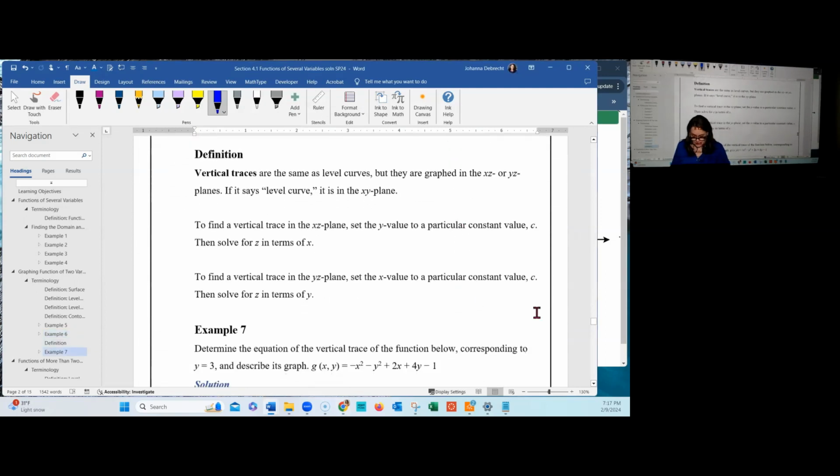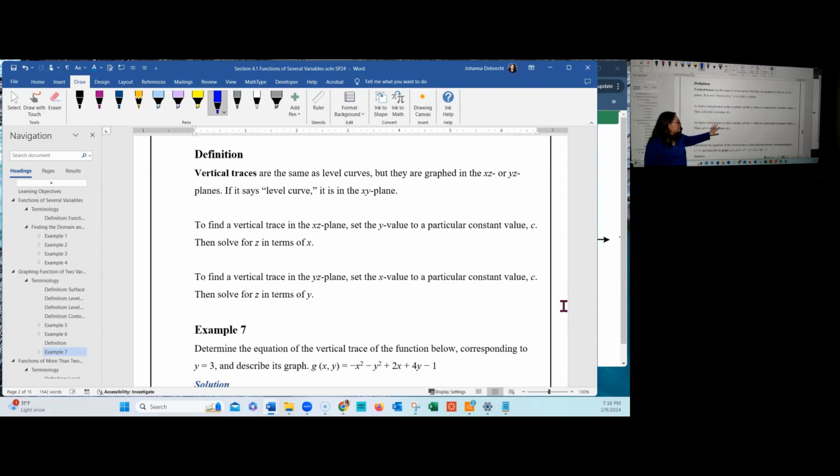What are vertical traces? Vertical traces are to the YZ and XZ plane what level curves are to the XY plane. So in this case, we're not holding the dependent variable equal to a constant. We're holding one of the independent variables to be a constant and predicting what the trace of it would look like in that plane. So to find a vertical trace in the XZ plane, we set Y to be a constant, and then we simply graph in the XZ plane the equation we get.